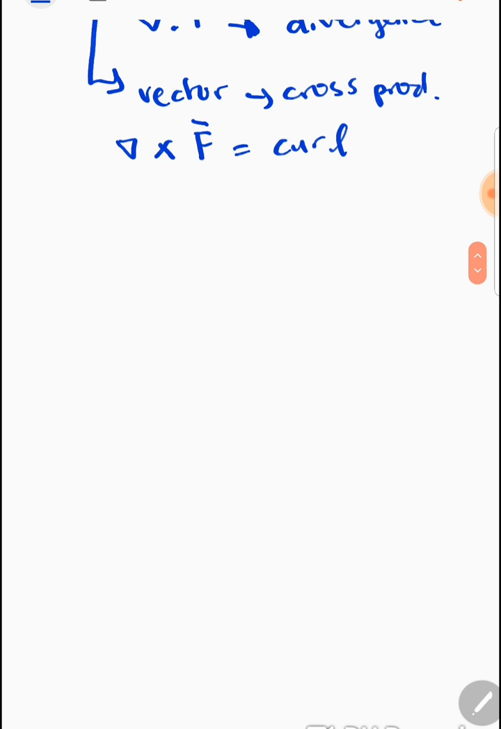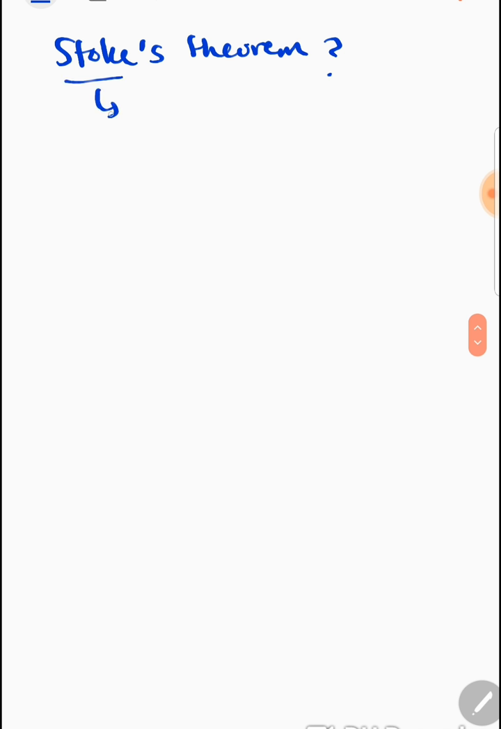I'm just going to scroll this up because today I want to talk about Stokes' theorem. Stokes' theorem came from an Irish man, a mathematical physicist, whose name is Sir George Stokes. And a question: when do we actually use Stokes' theorem? It has something related to our line integral as well.